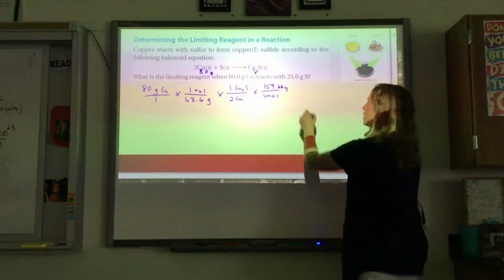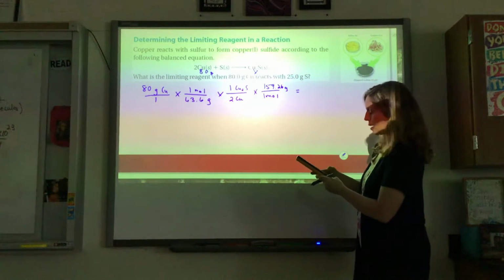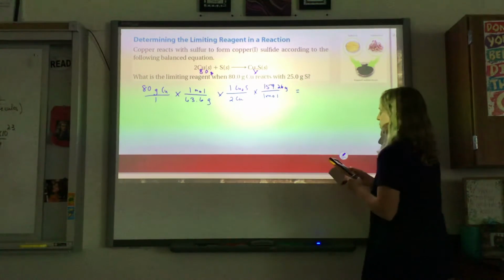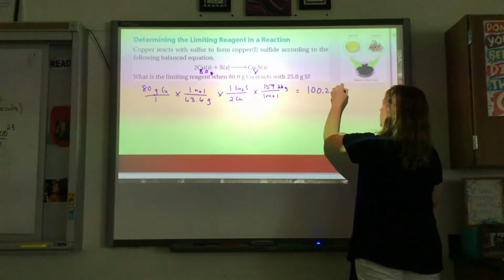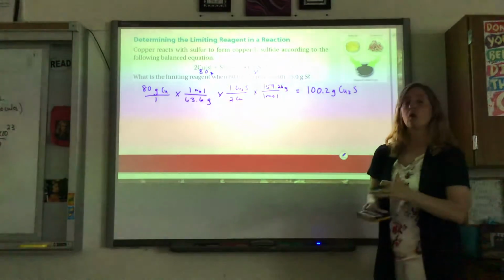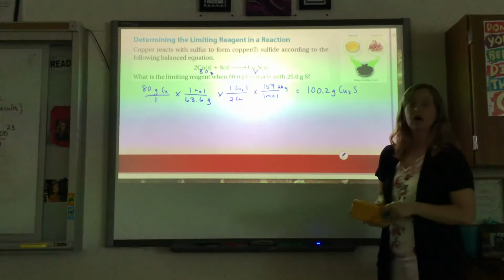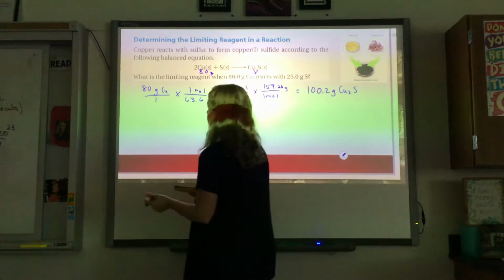Now I'm going to solve my problem. So 80 times 159.26 divided by 63.6 times 2, and that's going to give me 100.2 grams of the copper(I) sulfide. So if I used up all 80 grams of copper, I would end up producing 100.2 grams of copper(I) sulfide. Now, let's look at the next one.